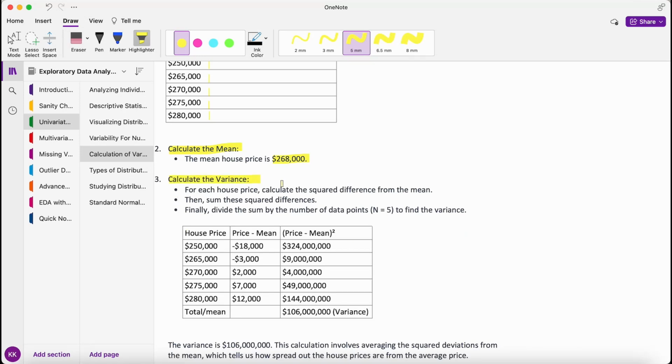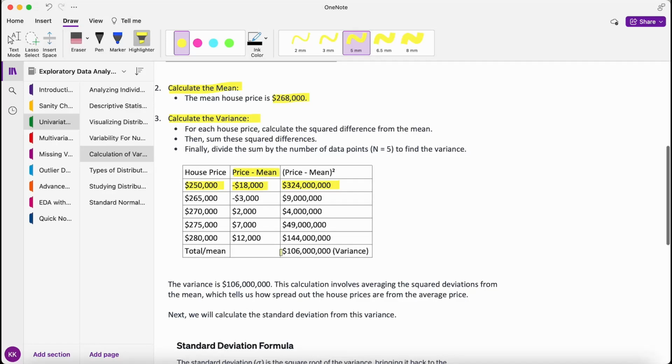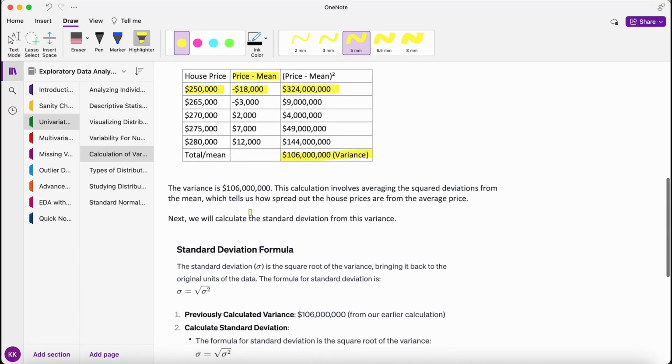Then we calculate the variance. To find the variance, we calculate the difference between each house price and the mean, square these differences, and then average them. For example, the first house price of $250,000 is $18,000 less than the mean. Squaring this difference gives us $324 million. Repeating this process for each house price and averaging the squared differences gives us the variance. Here, the variance is $106 million. This tells us the average squared deviation of house prices from the mean, indicating the degree to which they vary.